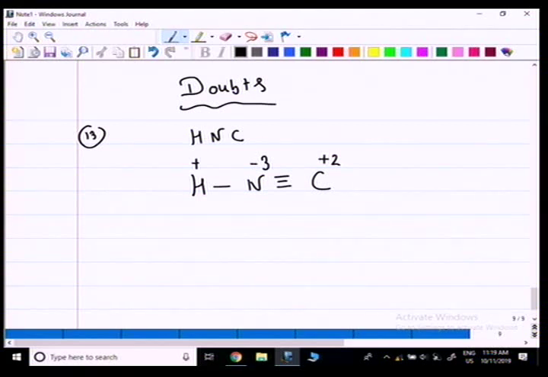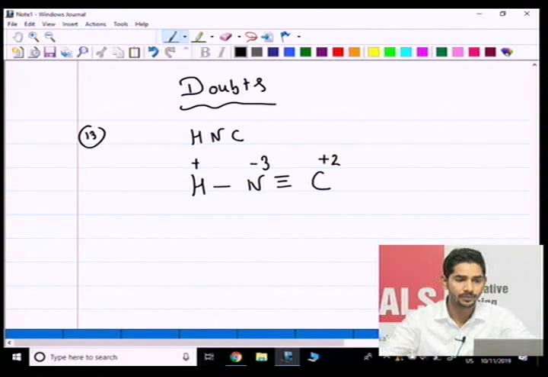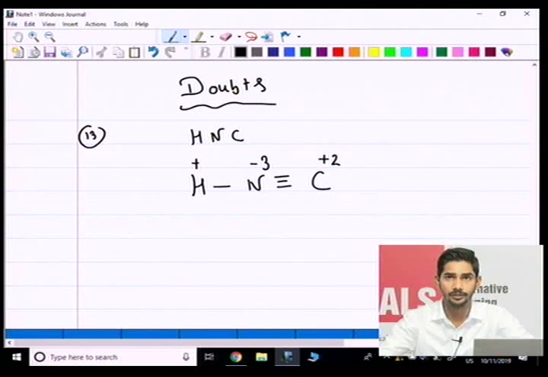Guys, think about it. Between nitrogen and carbon, there are 3 bonds, of which only 2 are equally shared. The plus charge will develop on the carbon due to those equally shared bonds only, not by the dative bond. The dative bond will totally shift the number of electrons over there. That's why the carbon will develop the plus 2 charge, not the plus 3. Okay? So this is question number 13.